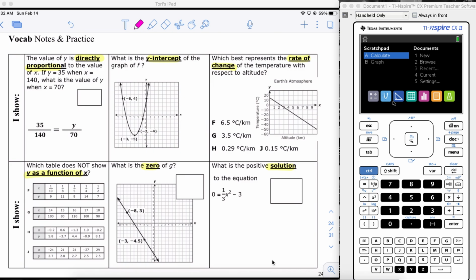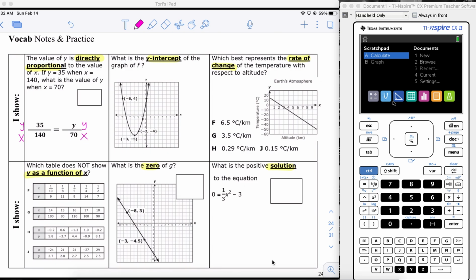You don't even have to memorize what that means in algebra. What I need you to know is what a proportion is. This problem says the value of y is directly proportional to the value of x. That means that if we made proportions, we can set up where my y's are on top and my x's are on the bottom. I'm going to do the same thing over here, y's over x's, and I'm going to put an equal sign in the middle.